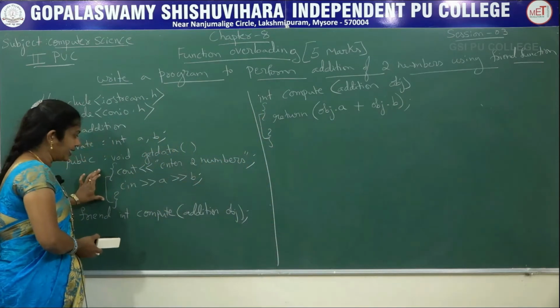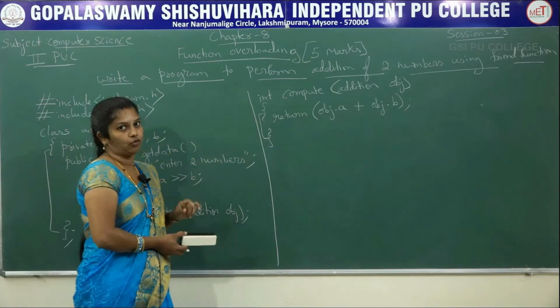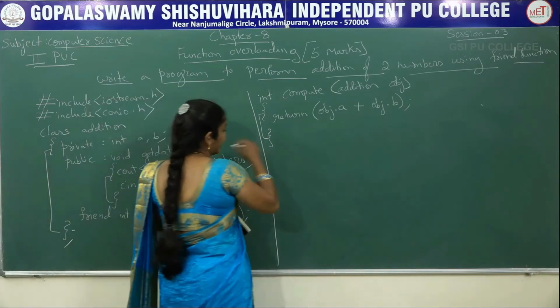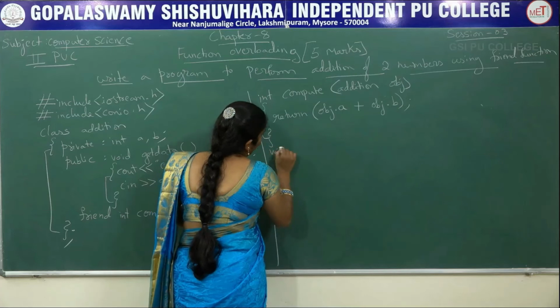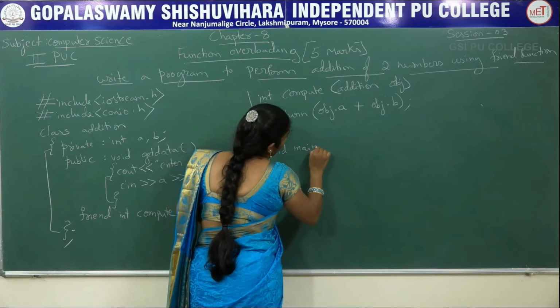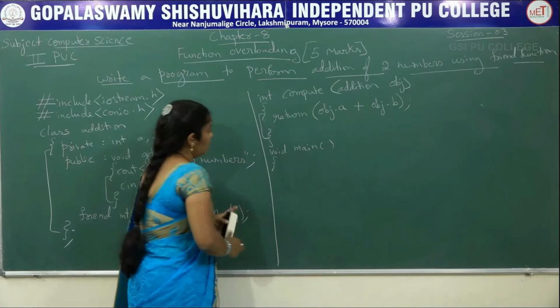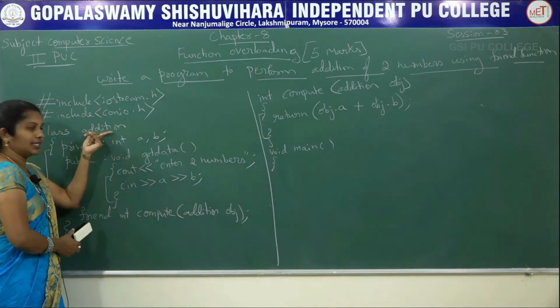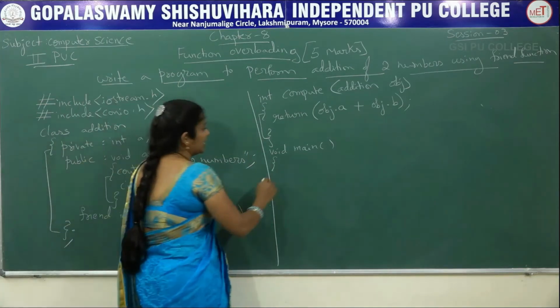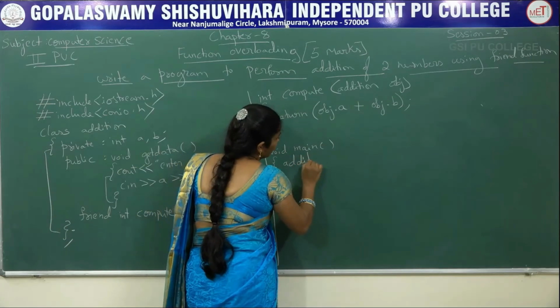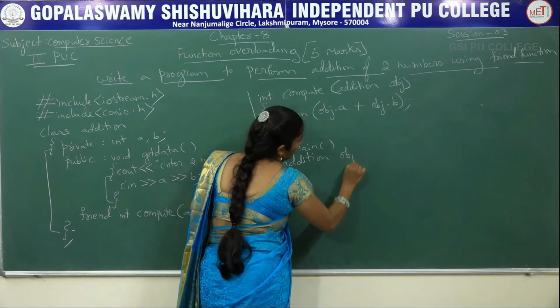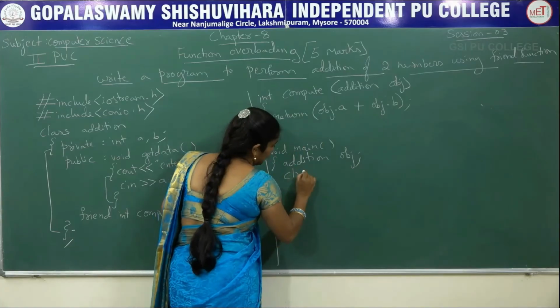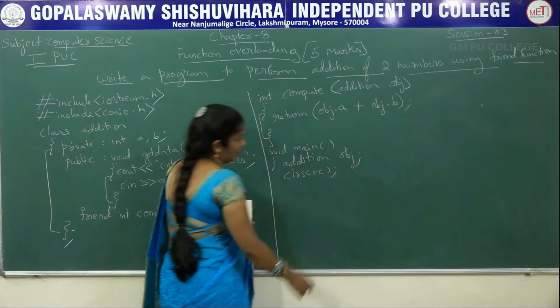Here this is the get data function and this is the compute function. Now, how to write the main program? Void main. Here create the object. How to create the object? The class name we have given is addition, then the object. Next, clear screen, clrscr.